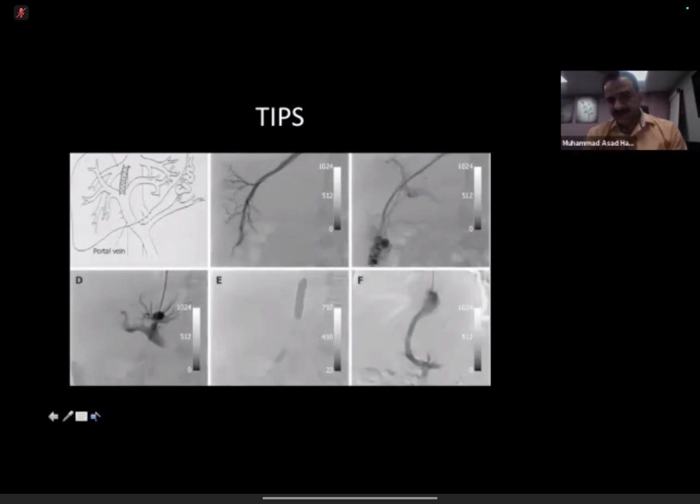Then there's an attempt being made to get into the portal vein with a needle puncture. Once the attempt has been made, as shown in the image, the portal vein is then highlighted, and a wire is passed into that. The tract is then dilated with a balloon, as shown in image E, and then finally you put a stent across, and that creates a shunt. That lowers the pressure in the portal system.